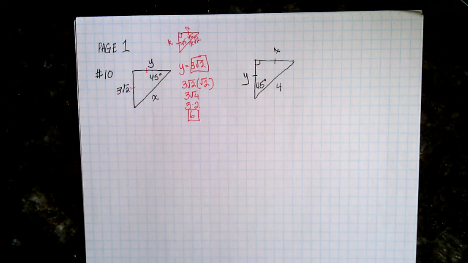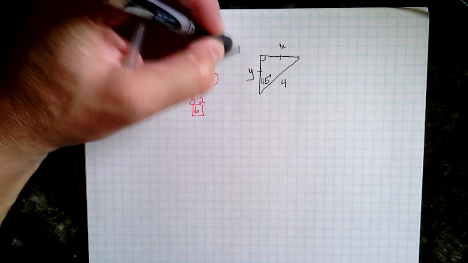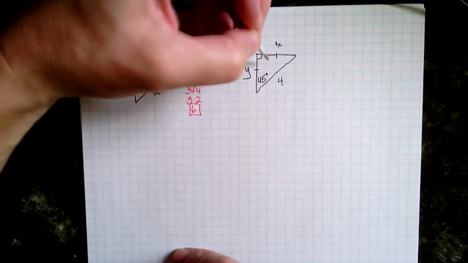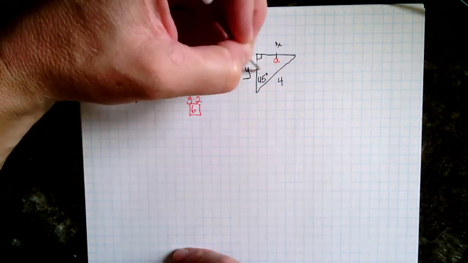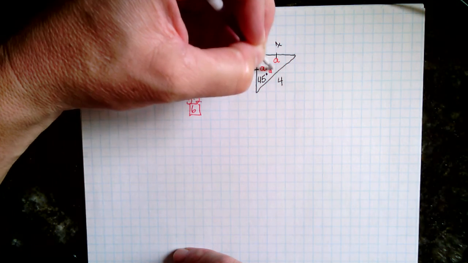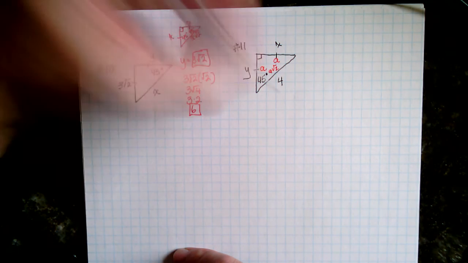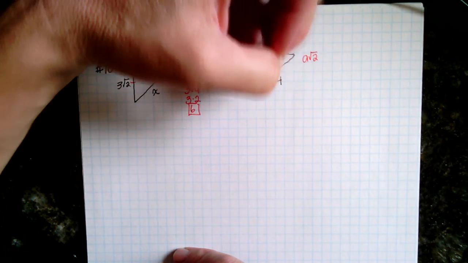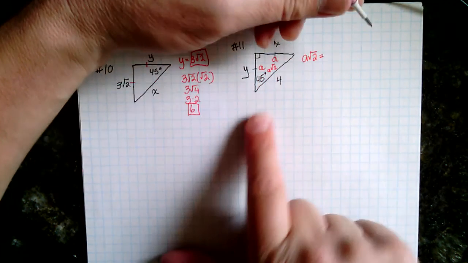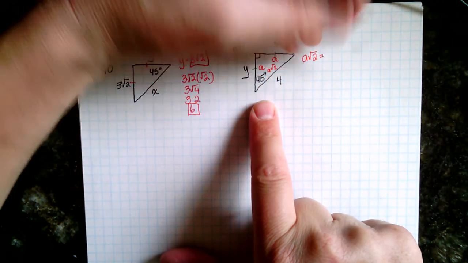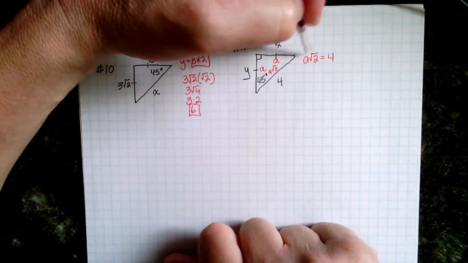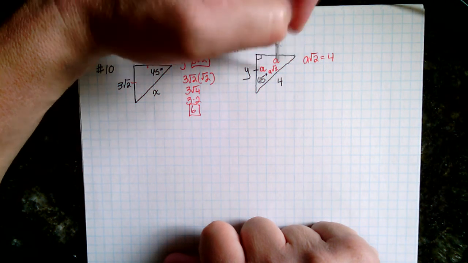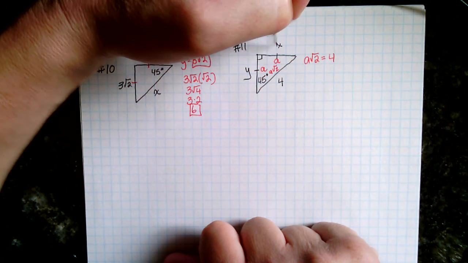Okay, for number 11, it's the other one requested on the survey. If this side is, call it A, and this side is A, this side's A root 2. So 4 is the side that's A root 2. So I'm just going to set it equal to A root 2. By doing that, I can say the part that's A root 2 is equal to 4. What I really need to get is A, or X, Y. They're the same.